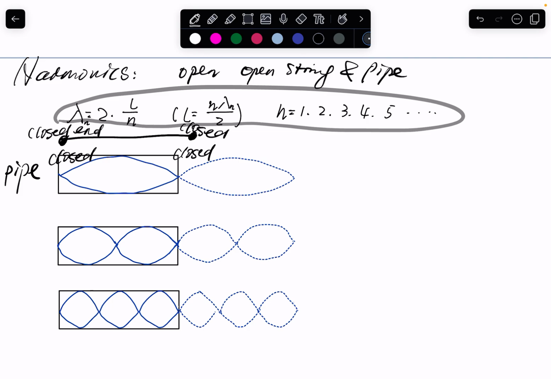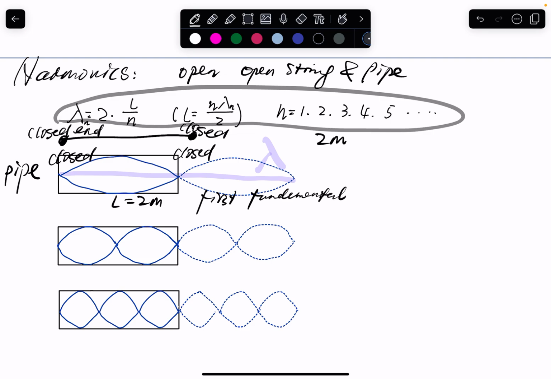So in this case, I have a question for you: do you think this is the full wavelength, or this is the full wavelength? The answer is this whole thing is one full wavelength, lambda, okay? On the MCAT, they would always ask you to calculate, or give you the length of the pipe. For example, I say this length is 2 meter.